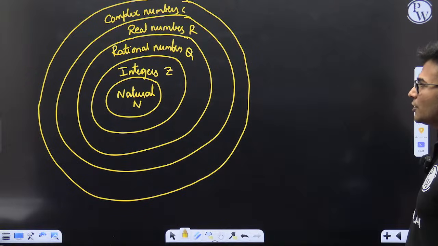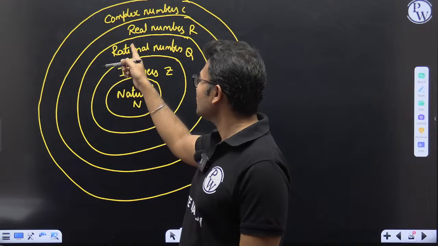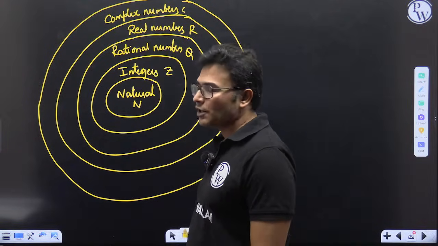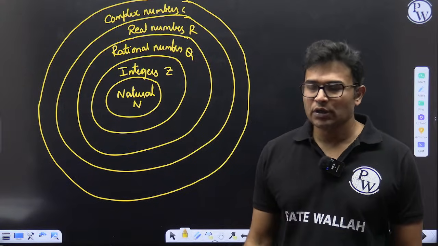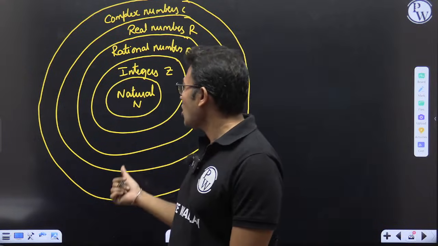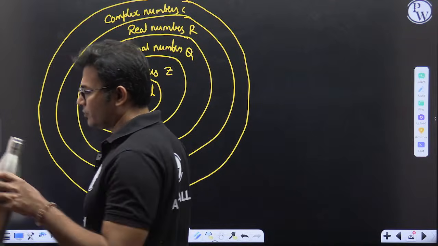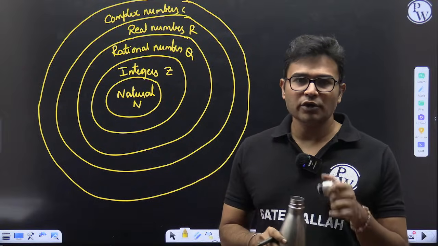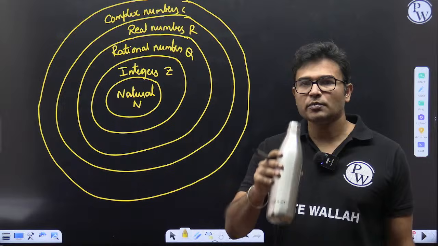Now all these are infinite. Natural numbers are infinite, integers are infinite, rational numbers are infinite, real numbers are infinite, and complex numbers are infinite. All these numbers are infinite for sure. Now the question is, out of all these numbers, which are countably infinite, and which are uncountably infinite?